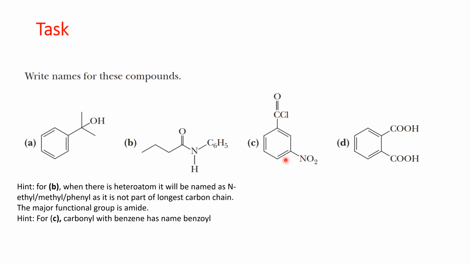So the hint for the C is that when the carbonyl is attached to the aromatic ring, right? This is termed as benzoyl. We have seen benzyl when there was an aromatic ring attached with CH2. So if this is with the carbonyl, then we will write it as benzoyl. So you have to name that, keeping these points in mind.